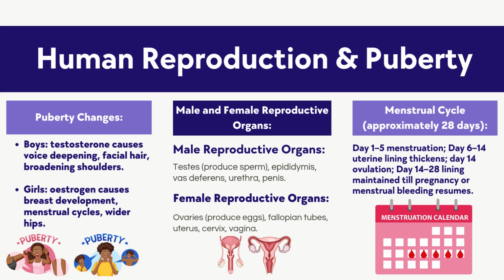Day 1 to 5 is menstruation, day 6 to 14 is the uterine lining thickening, day 14 is ovulation. That's the best time to get pregnant. Day 14 to 28 is the lining maintained till pregnancy, or menstrual bleeding resumes if there's no sperm and egg connecting and fertilization doesn't take place. Okay, guys, you need to know this work. This is very important. I know it's not always very nice to learn this work, but it's very important for you to know.